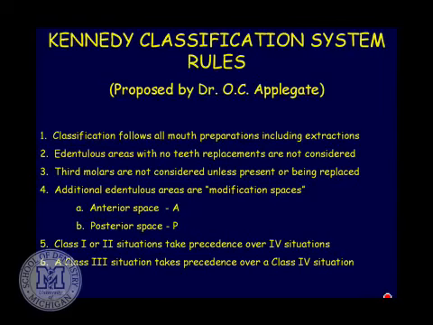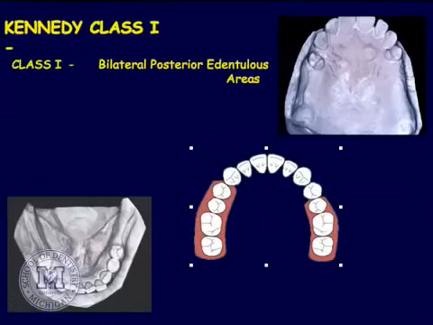So if we say here's a Kennedy classification, because when you look in your Kroll manual, they talk about Kennedy classifications and Applegate classifications. They're essentially interchangeable. So the Kennedy or Applegate class 1 is a bilateral distal extension. So what you've got here is an example of both a maxillary and a mandibular class 1 edentulous situation.